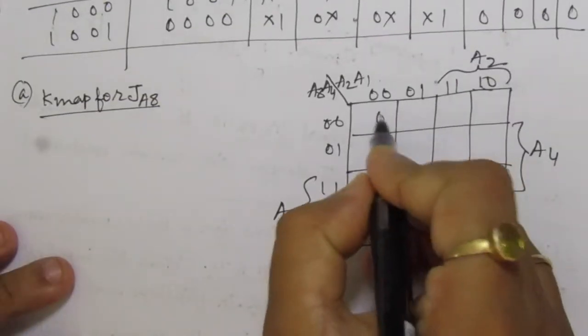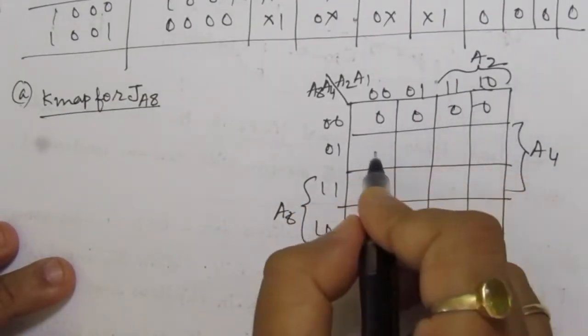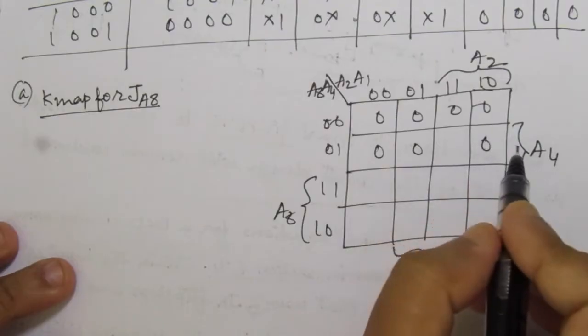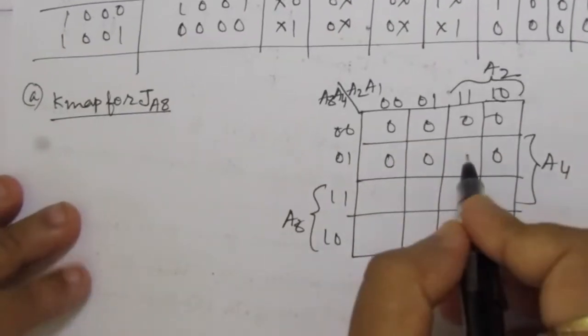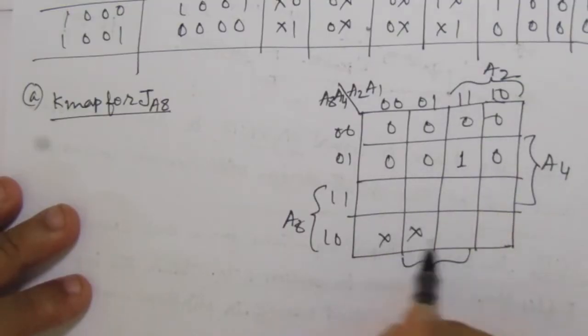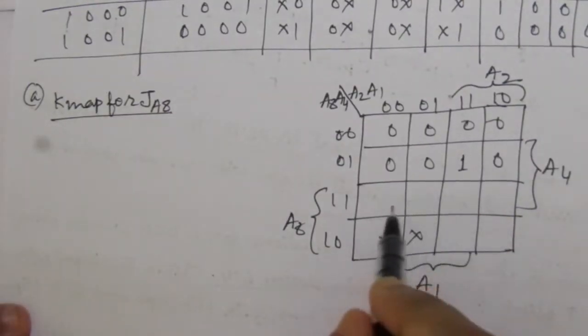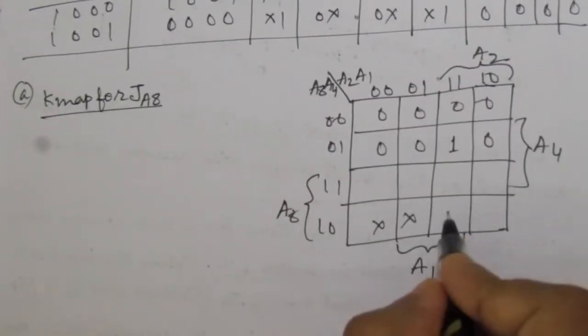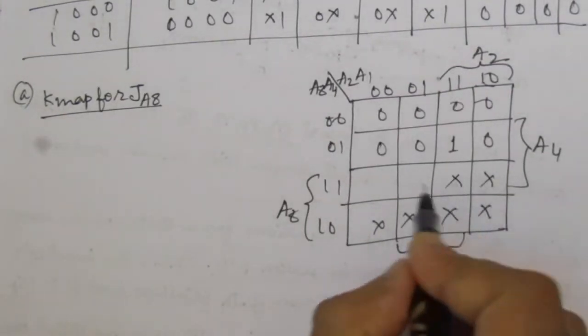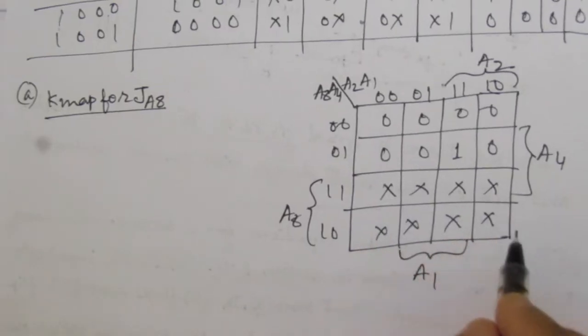So here we'll have 0 0 0 0 0 0 0. Then we have 1, don't care, don't care, 1, don't care, don't care. So these are the remaining states, unused states of this BCD counter. So here we'll put don't care conditions. All these remaining states will be the don't care conditions.